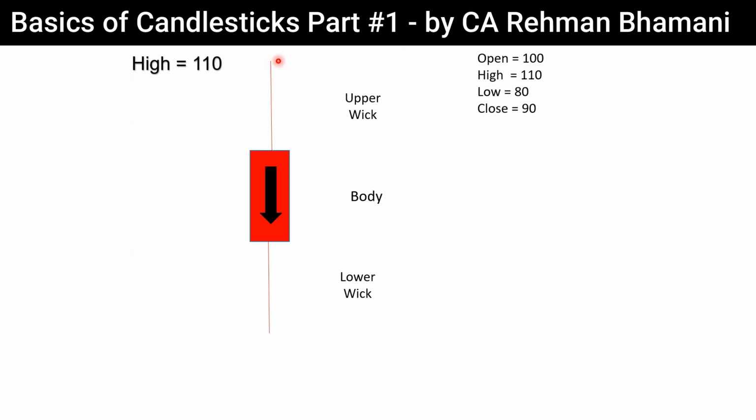Again, the highest point is known as the high of the candle, which is 110, and the lowest point is known as the low. The main difference between red and green is, in red the opening will be here, but in green the opening will be here. So the red candle moves from up to down, and this will be the close. So a red candle moves downwards and a green candle moves upwards. This is open and this is close in a red candle. In a green candle it will be reverse. This point will be your open and this point will be your close.